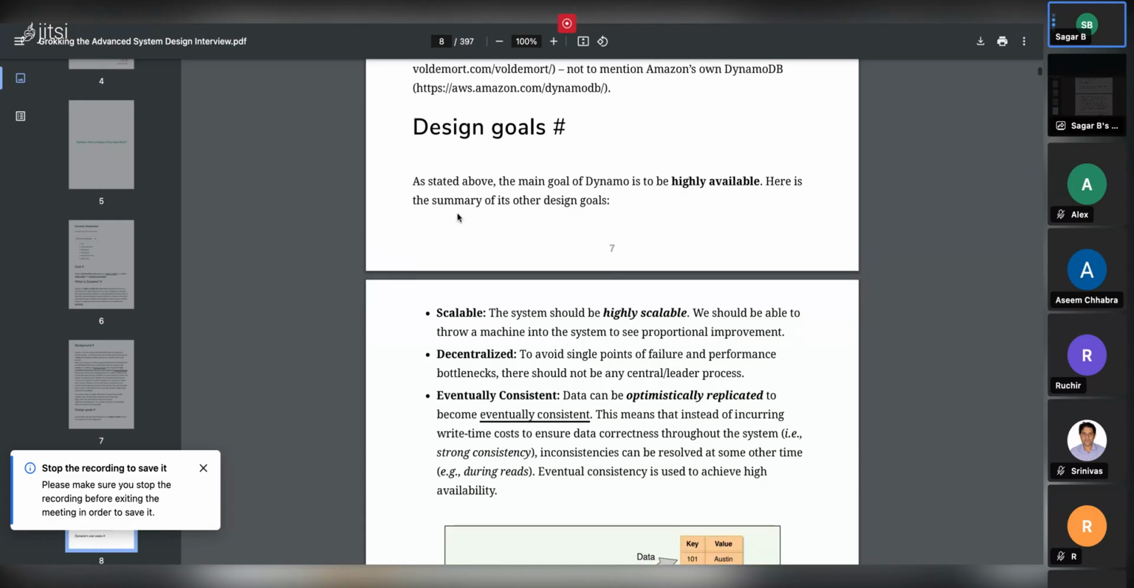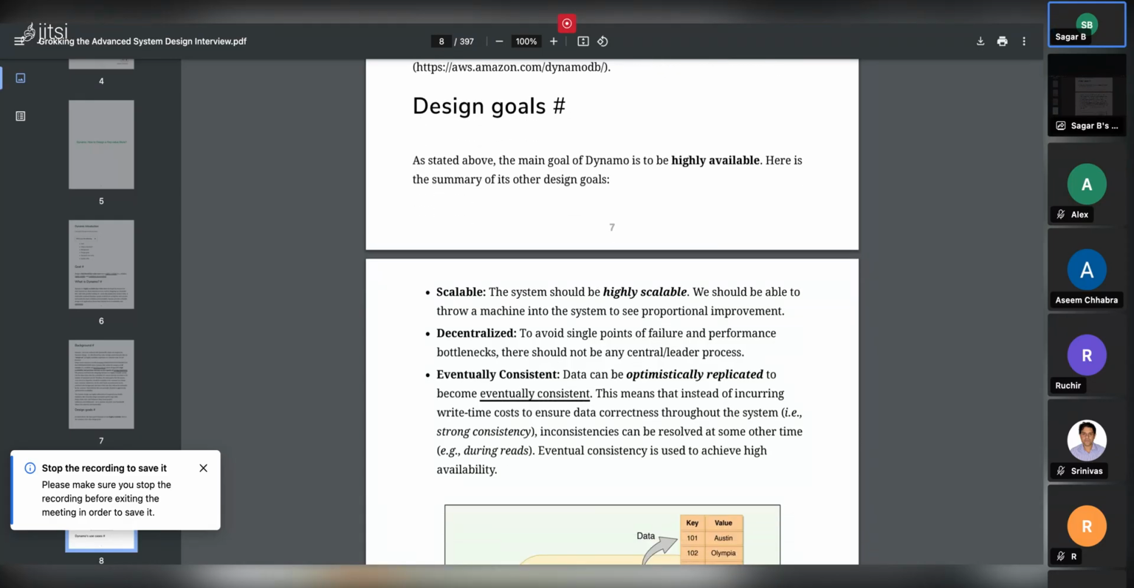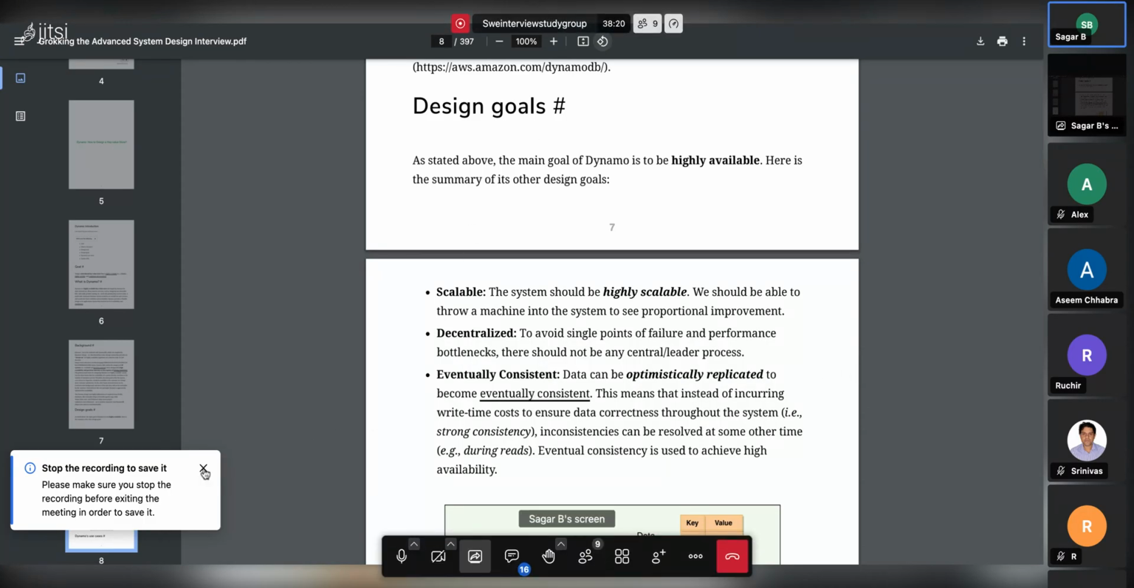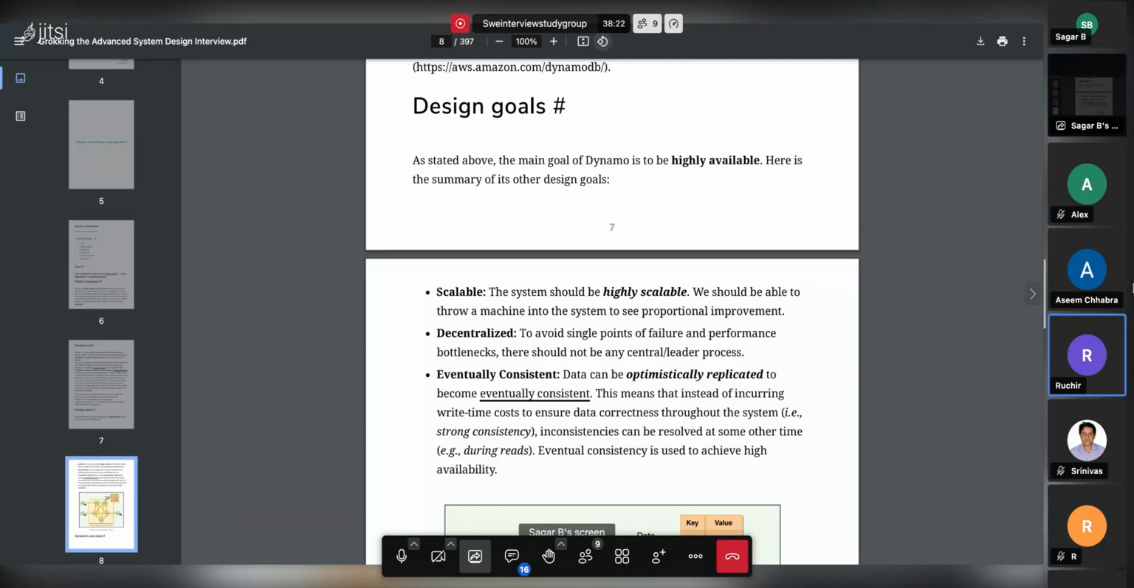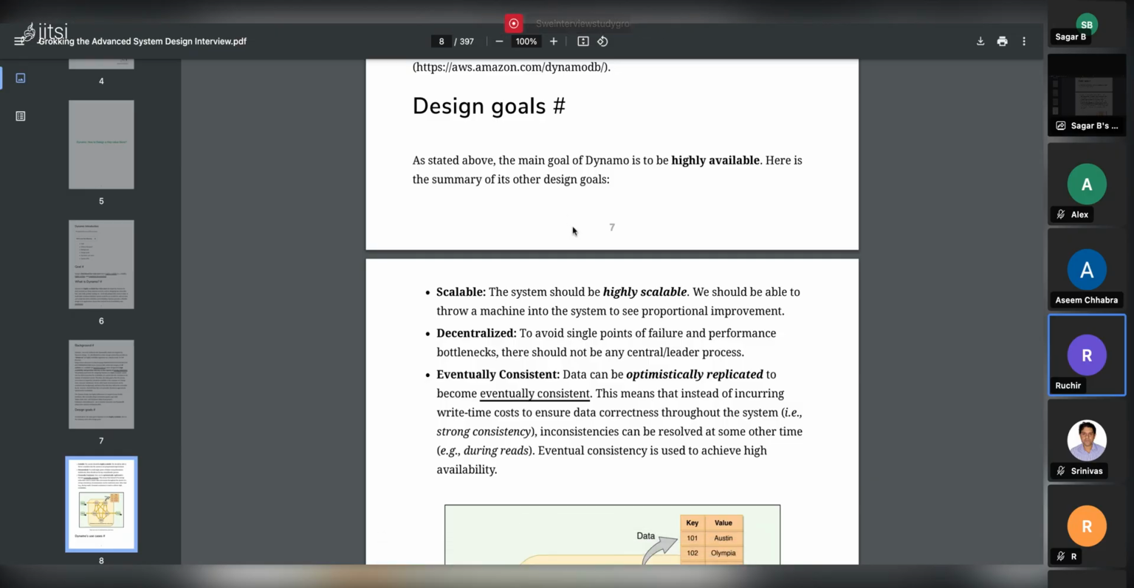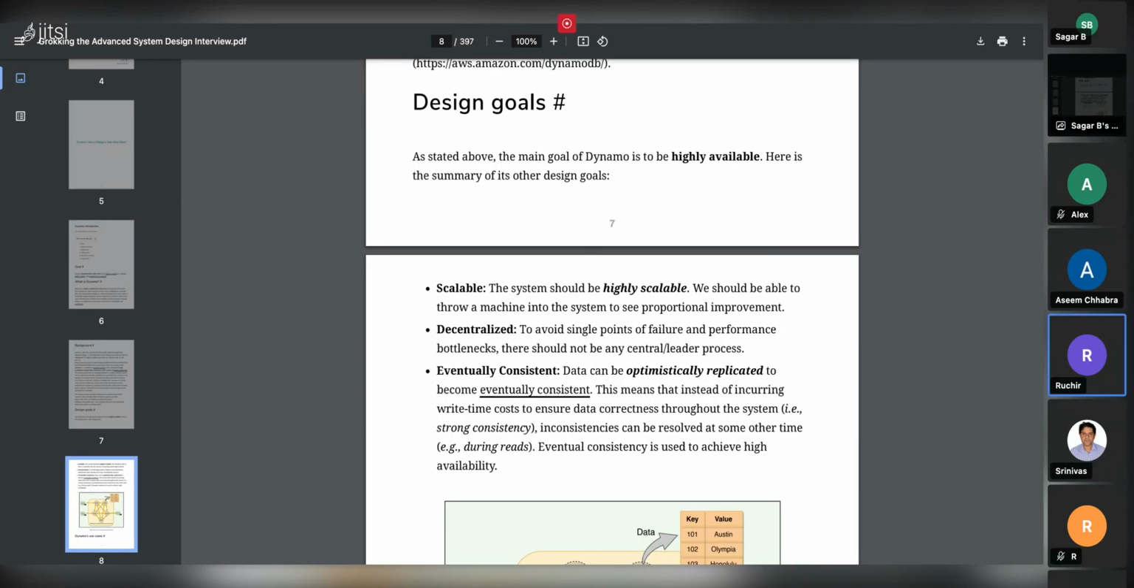Okay, shall we go ahead? Yeah, Sagar, do you want to continue, or does someone else want to do it? Yasin, do you want to read? Yeah, I'll read it.